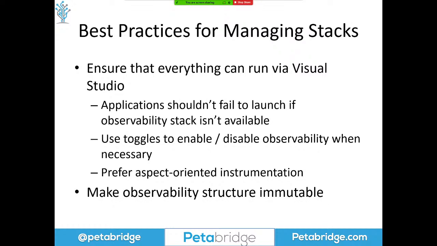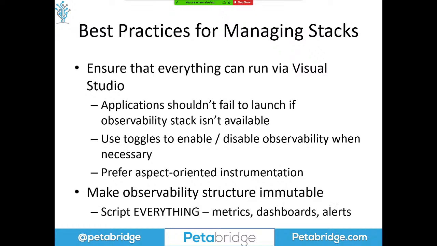The last bit of really critical advice, and this is just as important as how we instrument our applications, is that our observability structure, meaning all the data inside our stack, needs to be immutable. This means that every single piece of infrastructure we need to run observability inside our system, observability and metrics in this case, we need to script all of it.